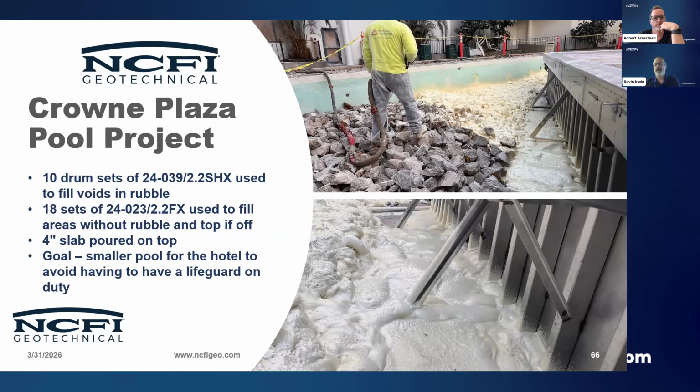Right. This is a void fill project, Crown Plaza. They wanted to make the pool smaller. They brought in some rubble, used 24039, which is one of our lower exotherm systems. It's also now called 2.2 SHX. We use those to fill voids in the rubble. Then they came in and poured a slab over the top of this, so filled up the entire pool. So that was a neat project.